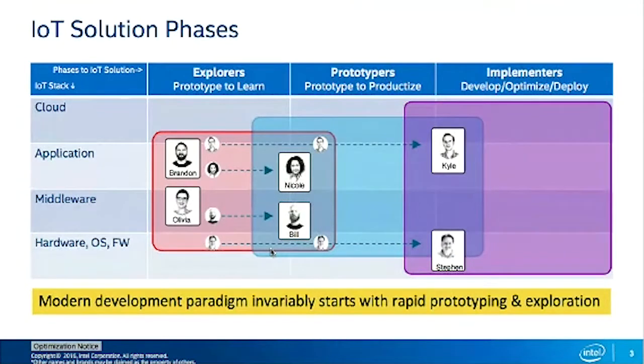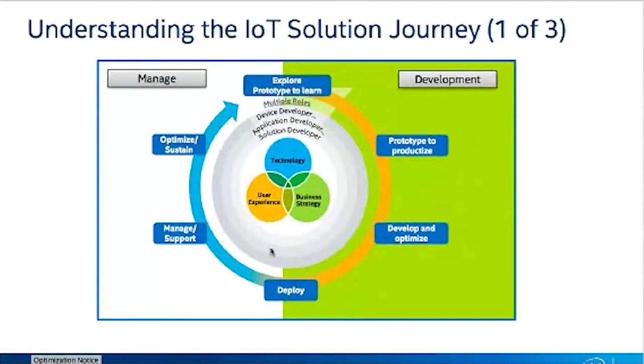Now, with that introduction of the IoT solution phases and what is really involved, let's go a little more into understanding this IoT solution journey. So in the IoT, understanding this IoT solution journey is the same phases, but it is in a cyclical way, because it's like a cycle, right? It's not like once you deploy your solution, you're done. You need to figure out how you're going to manage that solution, update that solution, what you're going to do with it further, right? So you go through this cycle between a technology, business strategy, and user experience, right?